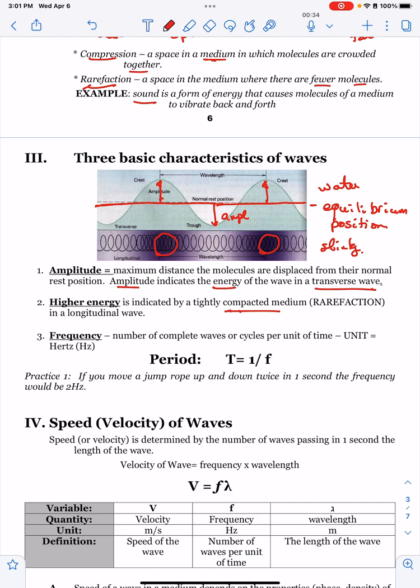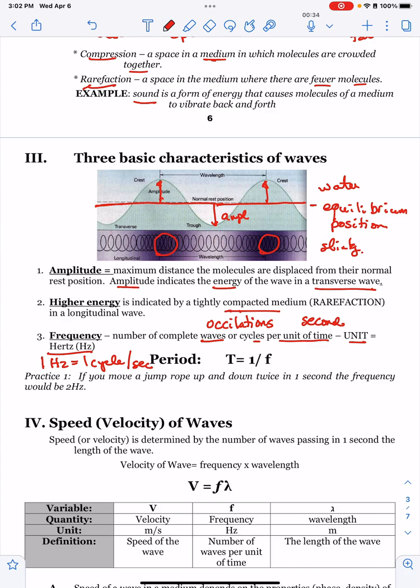Frequency is a really important concept, and that's the number of complete waves or cycles per unit of time. That unit of time is typically a second. Another way to say this is waves, cycles, or oscillations per unit of time. The unit for that is hertz. So 1 hertz equals 1 cycle or 1 wave per second.